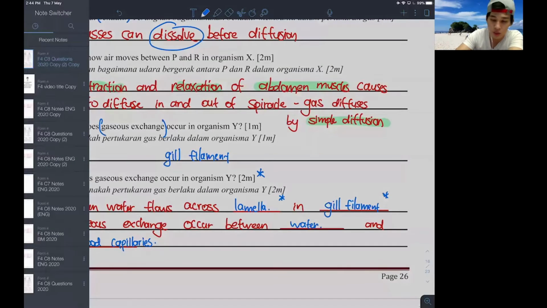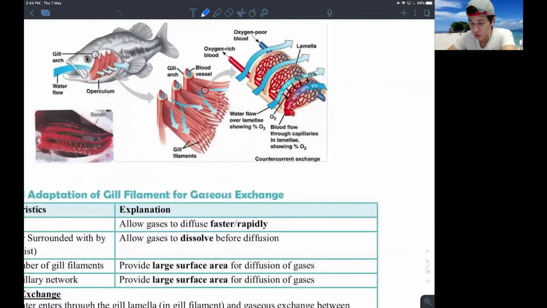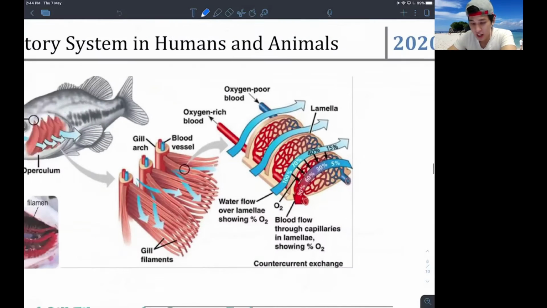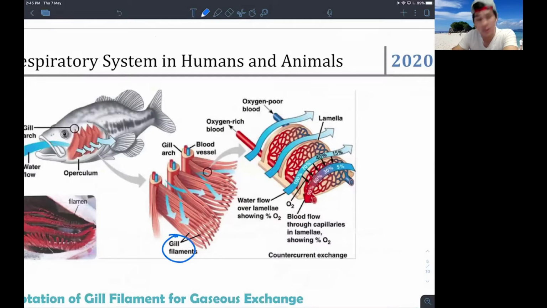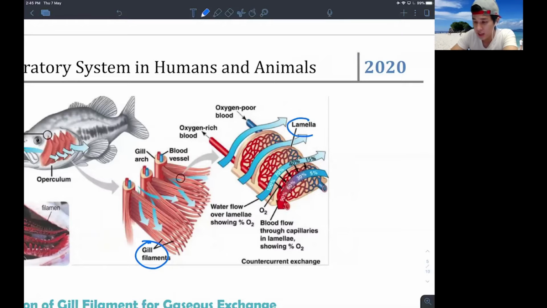Okay, almost there. Not blood, but must say blood capillaries. Okay, so look at the notes, if you've forgotten. So remember this part. Inside the filament, you have a lot of horizontal parts called the lamella. Inside the lamella, you have blood capillaries, whereby gases exchange will occur between the blood and the surrounding water. So look at this arrow here. Water, when it flows across the lamella, inside the lamella, you have blood capillaries flowing against the water. So as they flow against each other, gases exchange occurs.